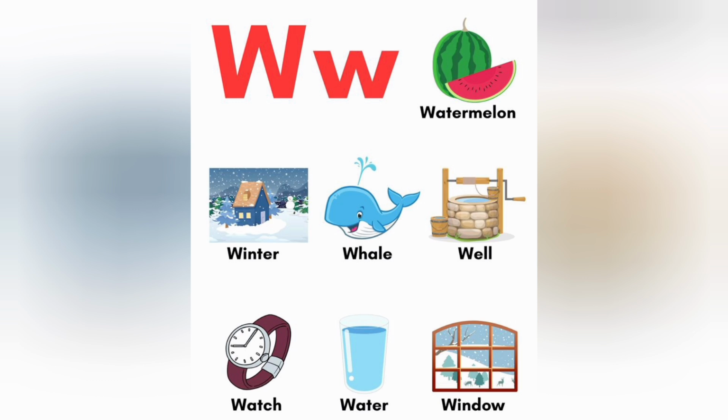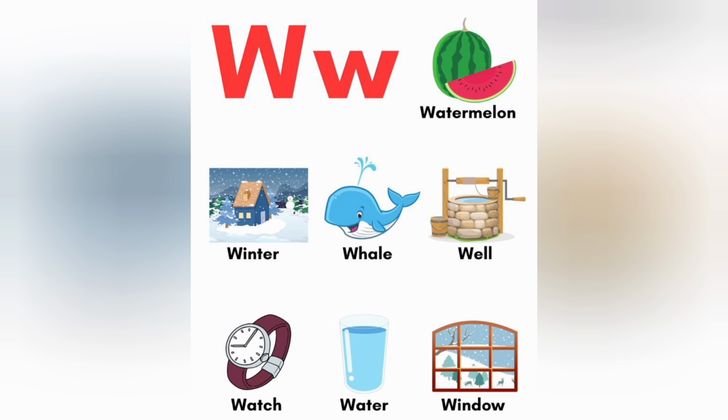This is letter W. W sound W, and W for watermelon. W for winter. W for whale. W for well. W for watch. W for water. W for window.